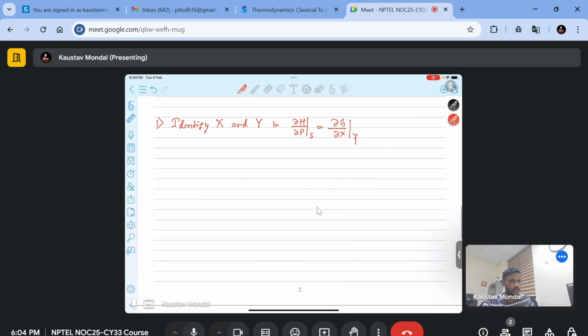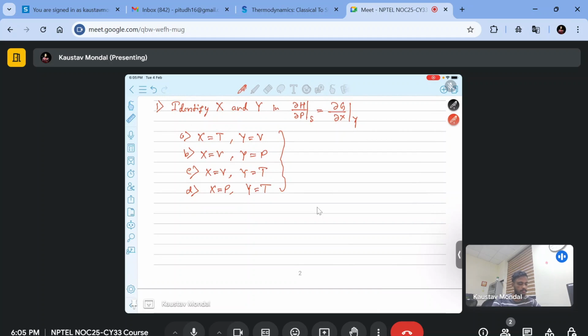So the options are this: Option A is x equal to T and y equal to P. Option B is x equal to V and y equal to P. Option C is x equal to V, y equal to T, and option D is x equal to P and y also equal to T. So these are the four options given. You have to figure out the values of x and y.